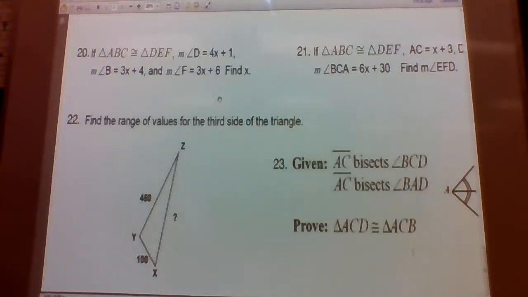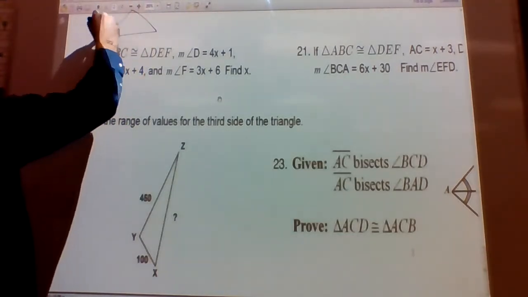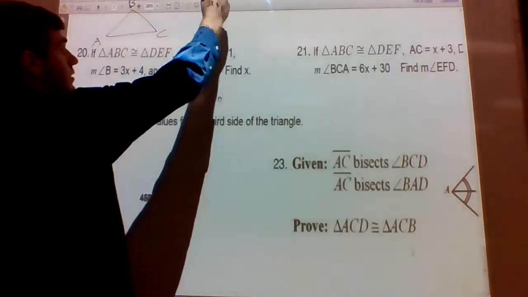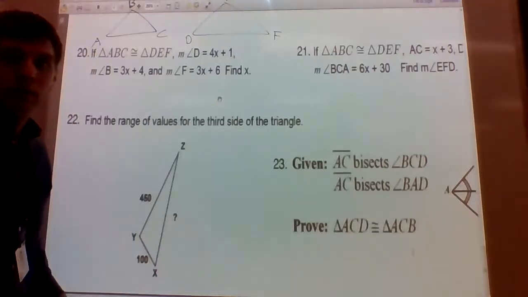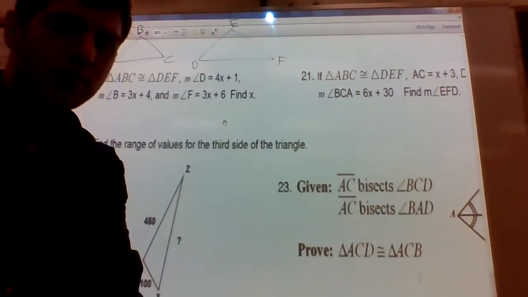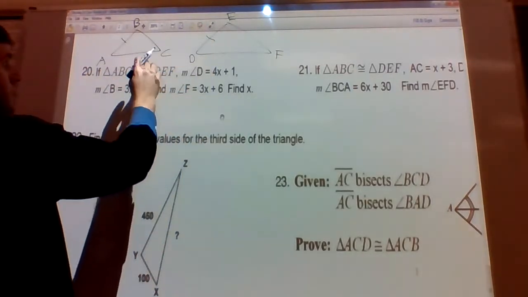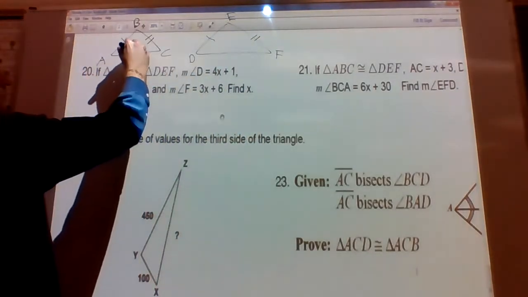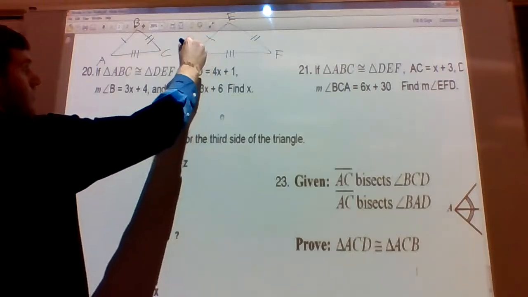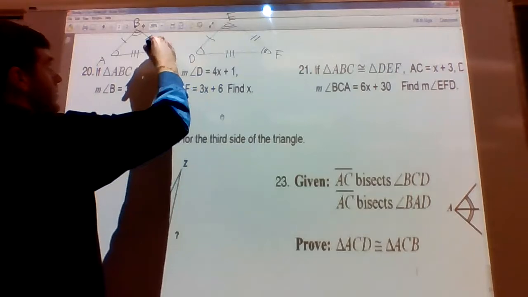Okay. If triangle ABC is congruent to triangle DEF, let's draw them in. Triangle ABC, triangle DEF. Right? And those triangles are congruent. So AB is congruent to DE. BC is congruent to EF. And then AC is congruent to DF. Okay, we also know angle A is congruent to angle D, angle B is congruent to angle E, and angle F is congruent to angle C.